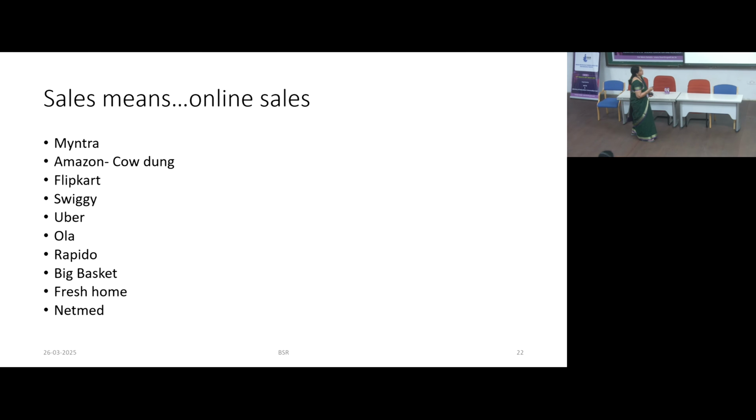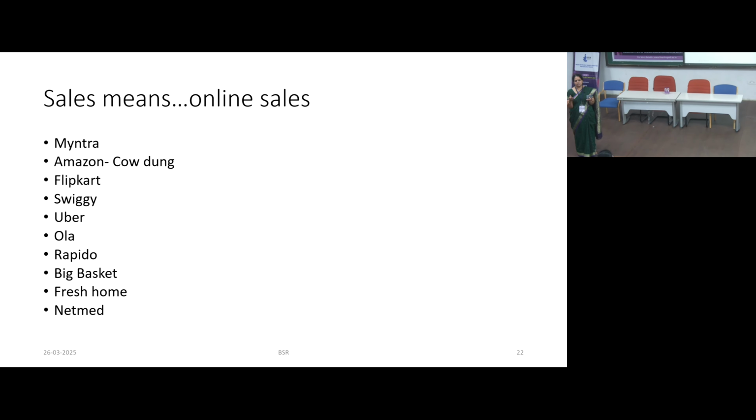Okay, coming to the sales, the total picture of sales has changed in our current scenario. When we talk about fashion, we think of only one name, that is Myntra. Amazon, you know, we are all Telugu people, so for Sankranti, Amazon at one point of time sold Pidakalu, right? Cow dung pads, we call them, they sold on Amazon also.